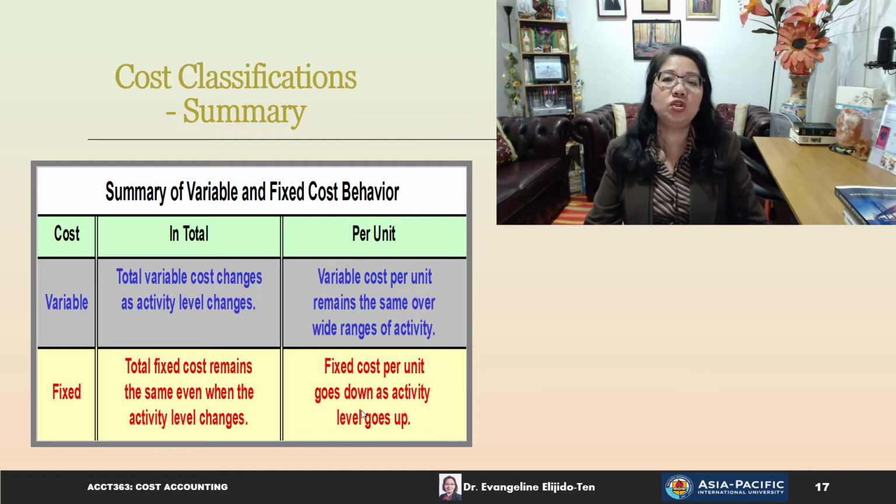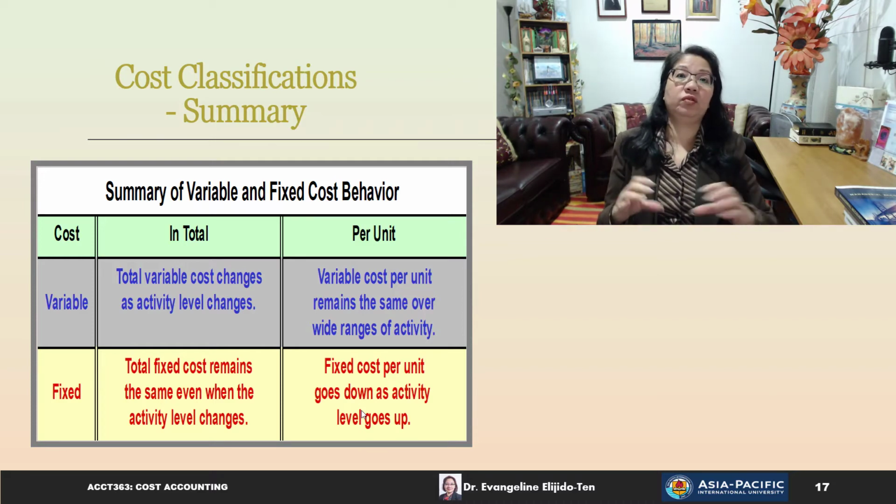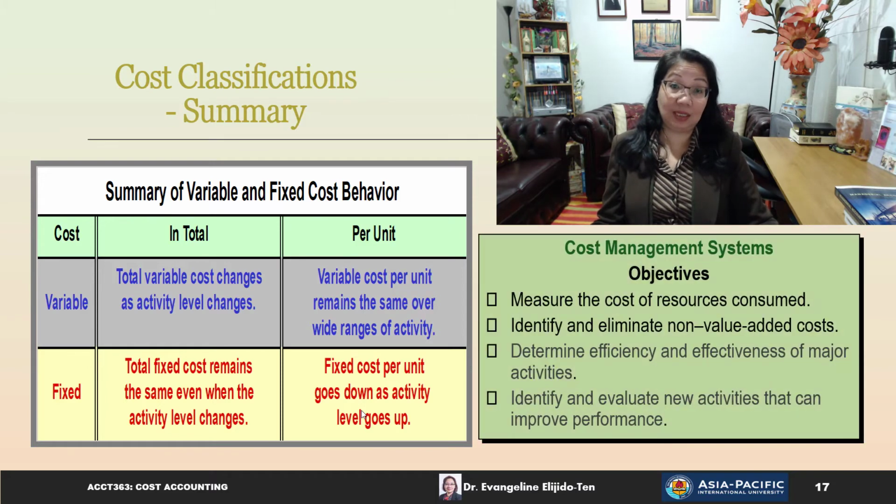It's important to know this cost behavior and these cost drivers that we have learned in Learning Objectives 7 and 8 because it is useful for cost management systems. The objectives of cost management systems are fourfold. First, it aims to measure the cost of resources consumed. Second, it identifies and eliminates non-value added costs.